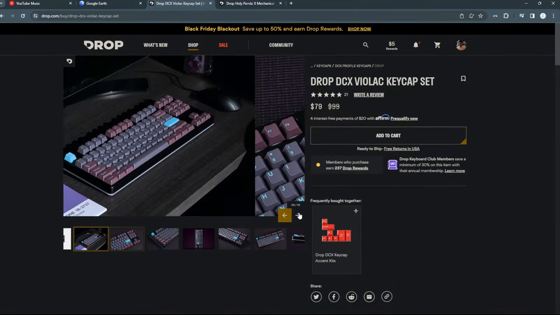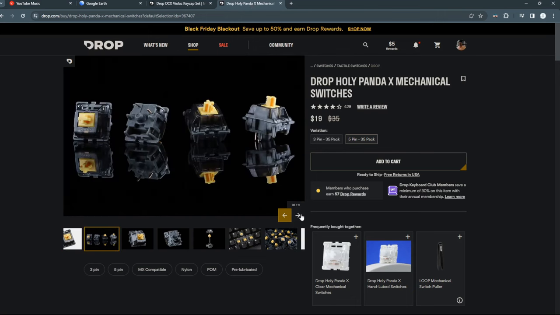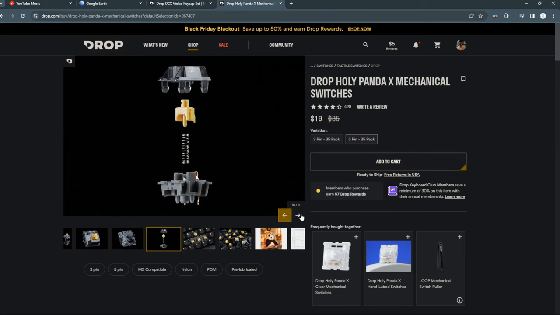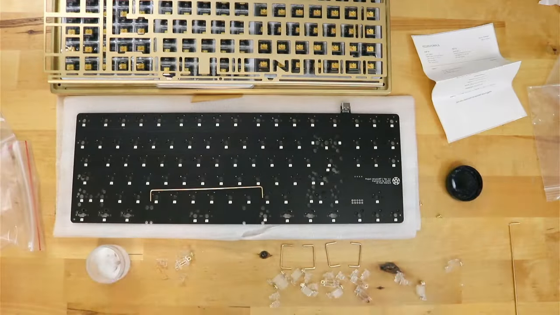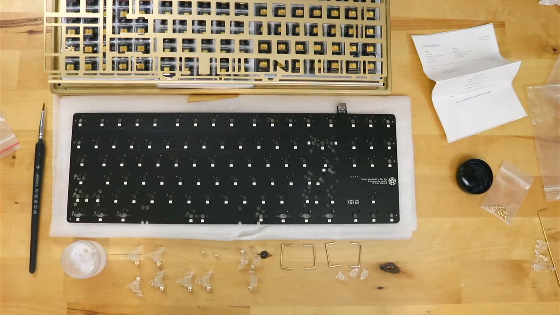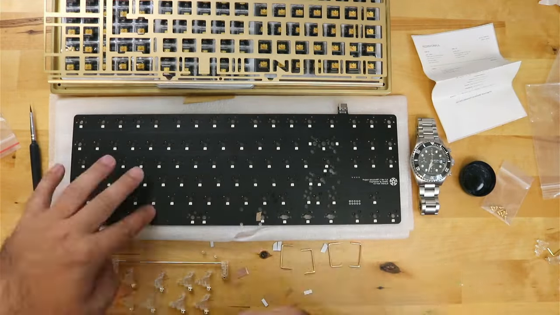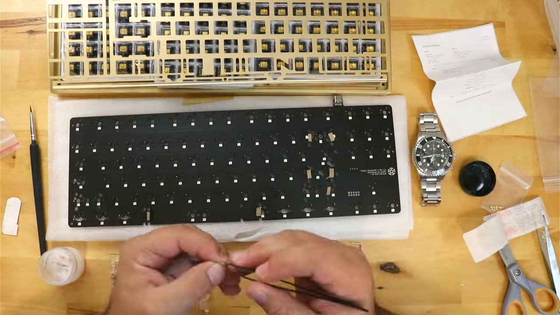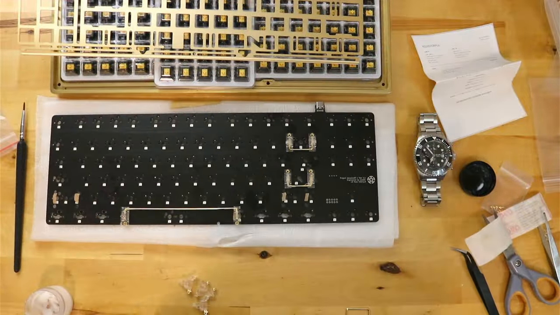So I ordered some DCX Vilac keycaps and Holy Panda X switches from Drop. The switches are natively manufactured by Getaran and come pre-lubed. I also ordered some Duroc V2 stabilizers. I first modded the keyboard by doing the Band-Aid mod below the stabilizers to dampen the bottom out of the larger stabilized keys. Then I lubed and installed the stabilizers and went to work adding the switches, which were incredibly hard to fit through the plate.